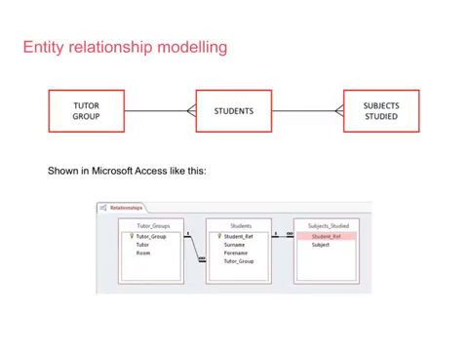A foreign key is the field on the many side of a relationship that links to the primary key on the one side of a relationship. So for example, the student reference number in the subject studied table links back to the primary key, student ref, in the students table. Therefore, the student ref in the subject studied table is known as a foreign key. The tutor group in the students table links back to the tutor group in the tutor groups table. So the tutor group in the students table is a foreign key.